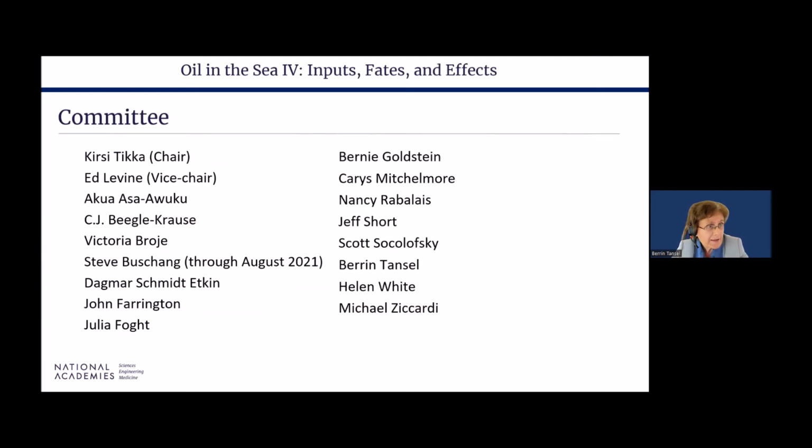The committee members had a wide range of experience and included Kirsty Tickner as the chair, Ed Levine as vice chair, Asa Aoki, CJ Beegle-Krause, Victoria Broje, Steve Buschang, Dagmar Schmidt-Etkin, John Farrington, Julia Foote, Bernie Goldstein, Karis Mitchell-Moore, Nancy Rabalais, Jeff Short, Scott Socolofsky, Berrin Tansel, Helen White, and Michael Ziccardi.